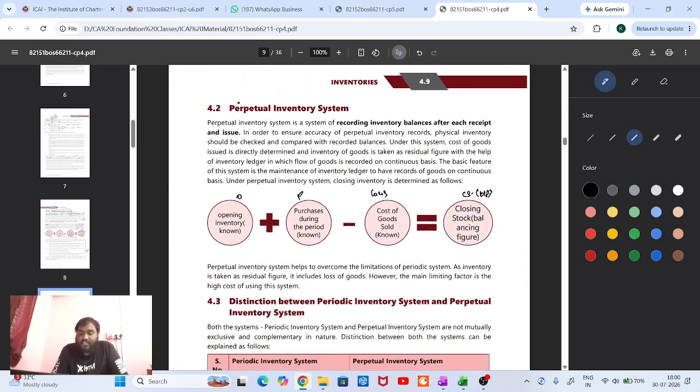Perpetual inventory system. Perpetual, it is another method of inventory system. Perpetual means recurring. Perpetual inventory system is a system of recording inventory balances after each receipt and each issue. Whatever we are going to calculate, the methods I have told you, FIFO, LIFO, weighted average, those are the methods. They are based on perpetual inventory system.